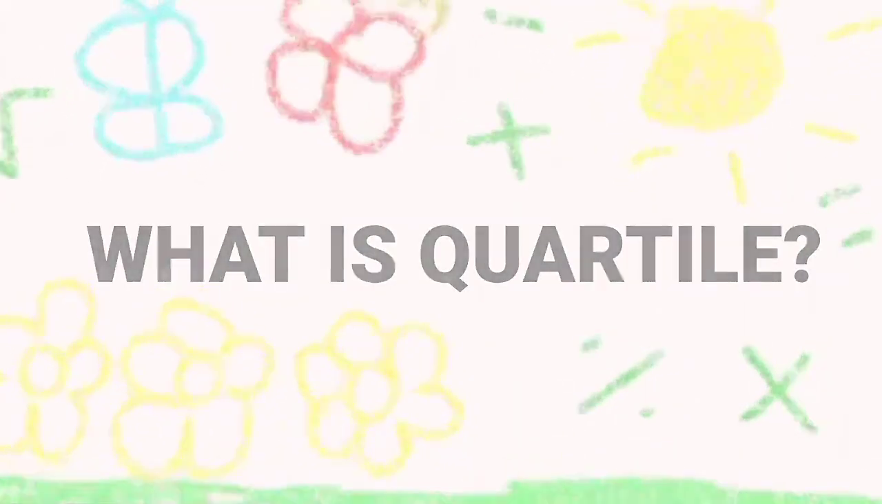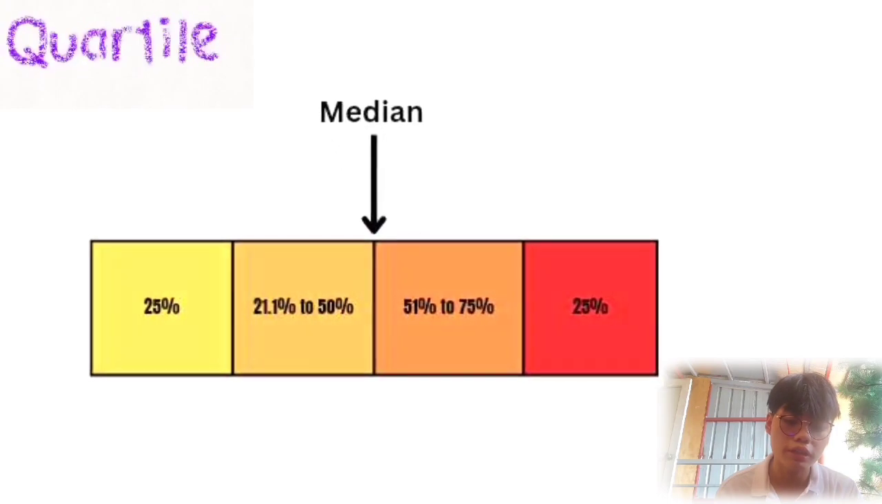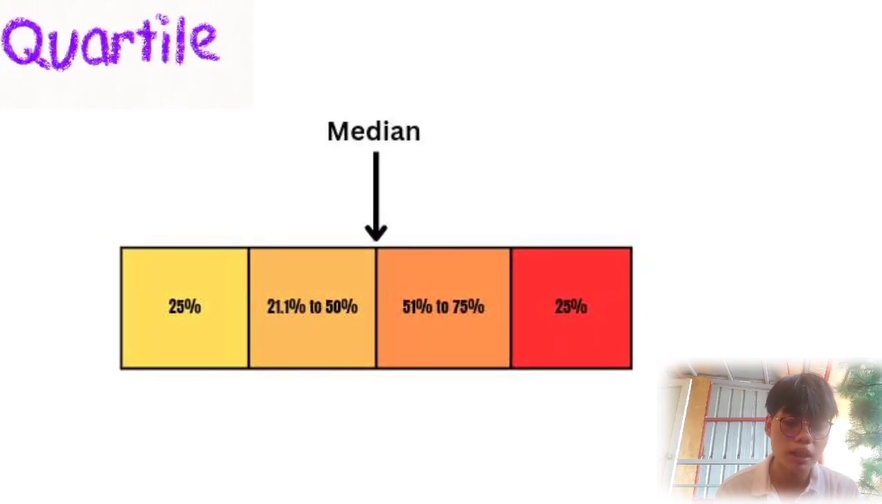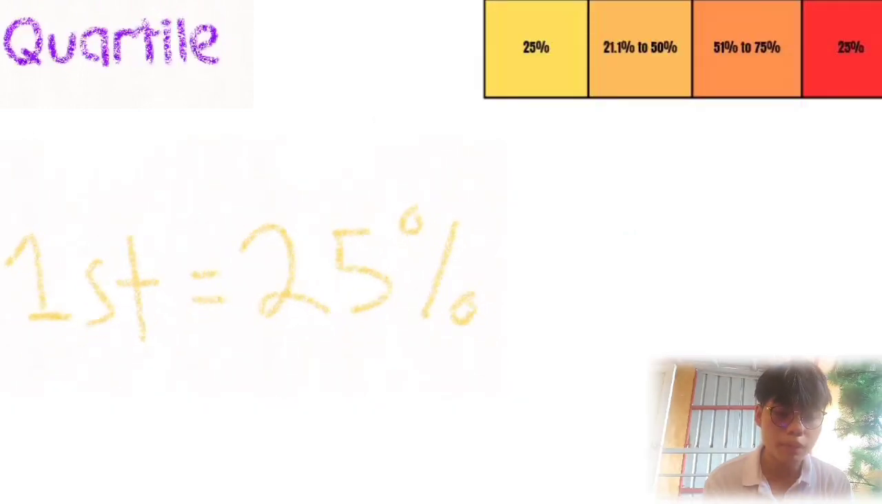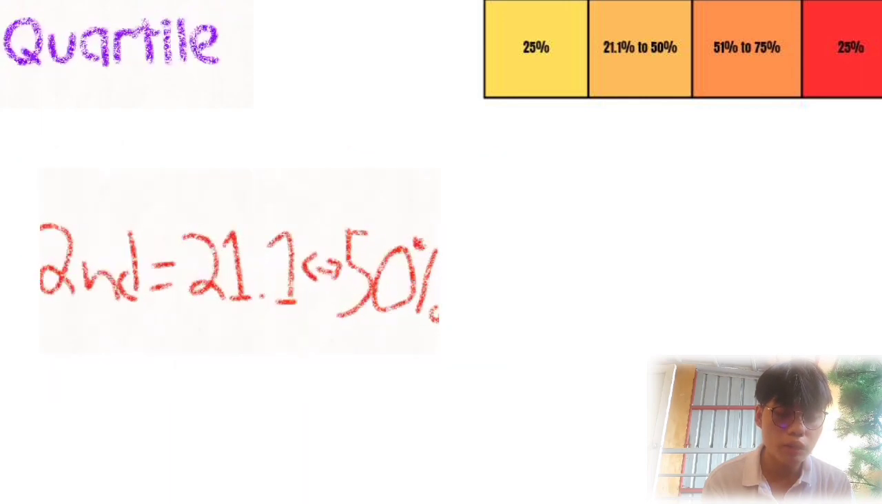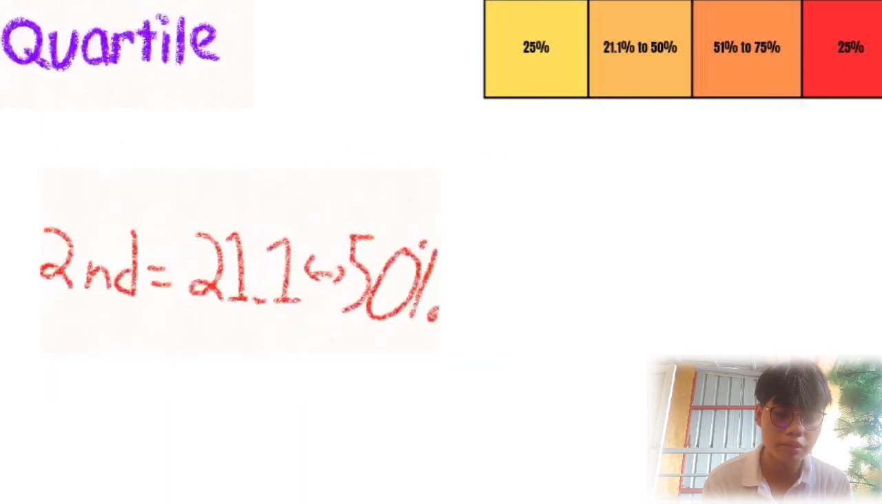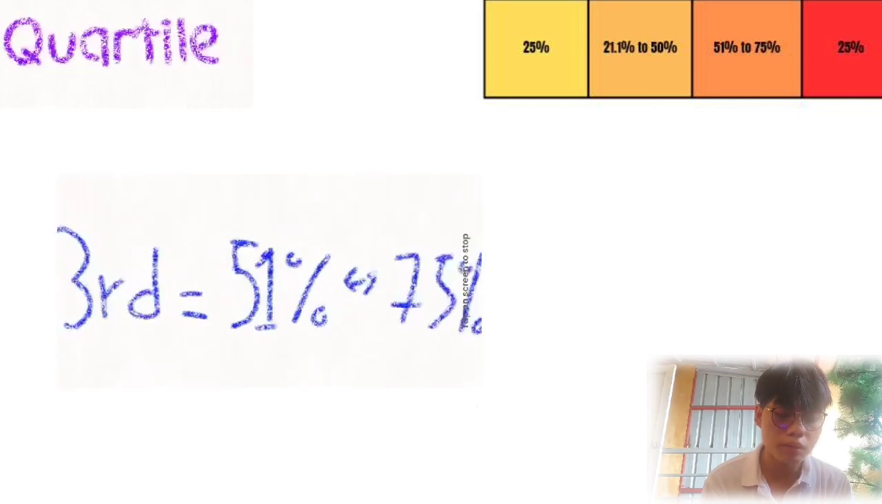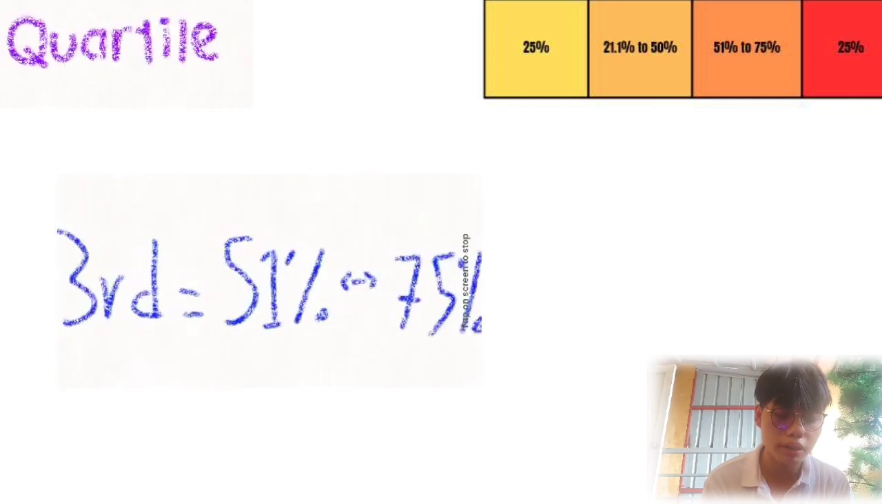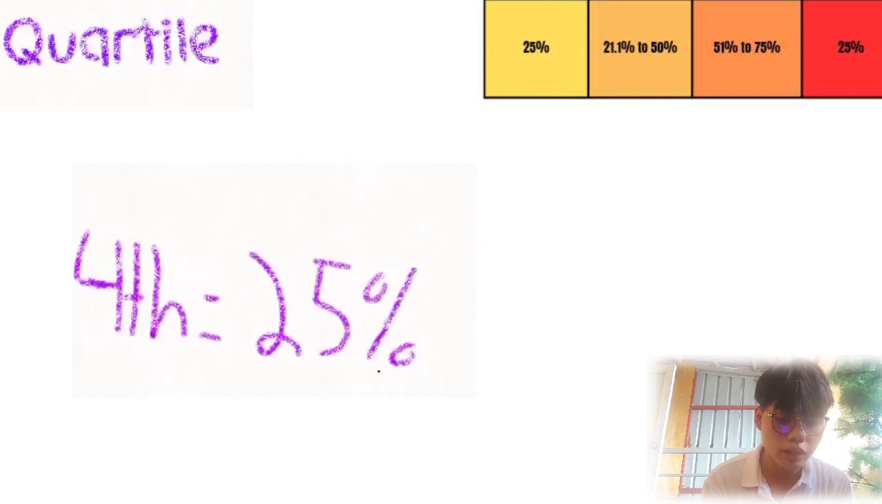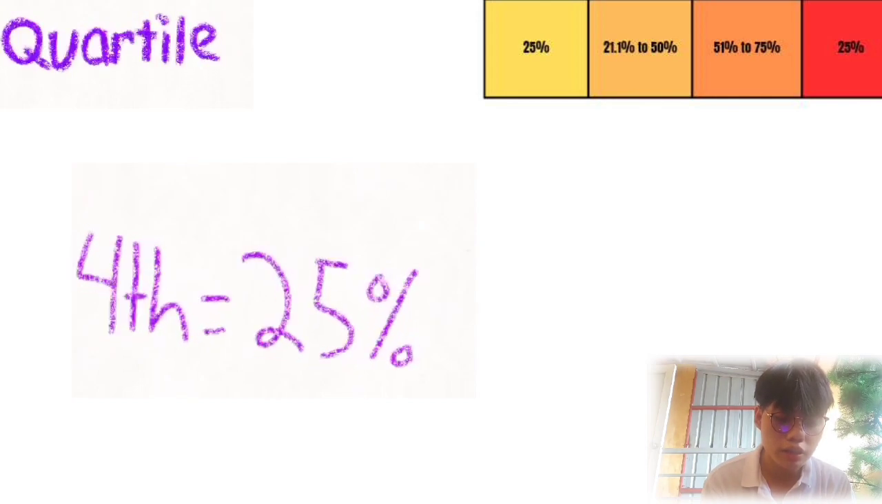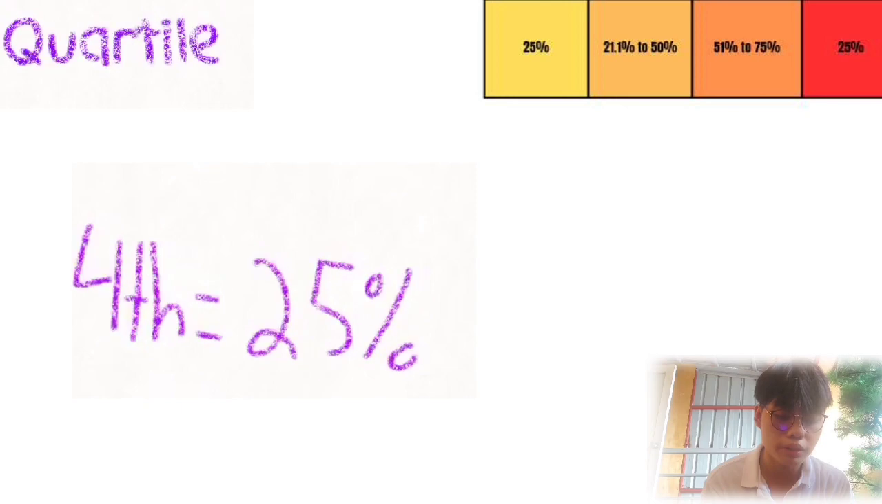What is quartile? A quartile is a statistical term that describes a division of observations into 4 defined intervals based on the values of the data and how they compare to the entire set of observations. The first quartile is the smallest 25% of numbers, while the second quartile is between 25.1% and 50%, up to the median. The third quartile is 51% to 75%, above the median. And lastly, the fourth quartile is at least 25% of the largest numbers.